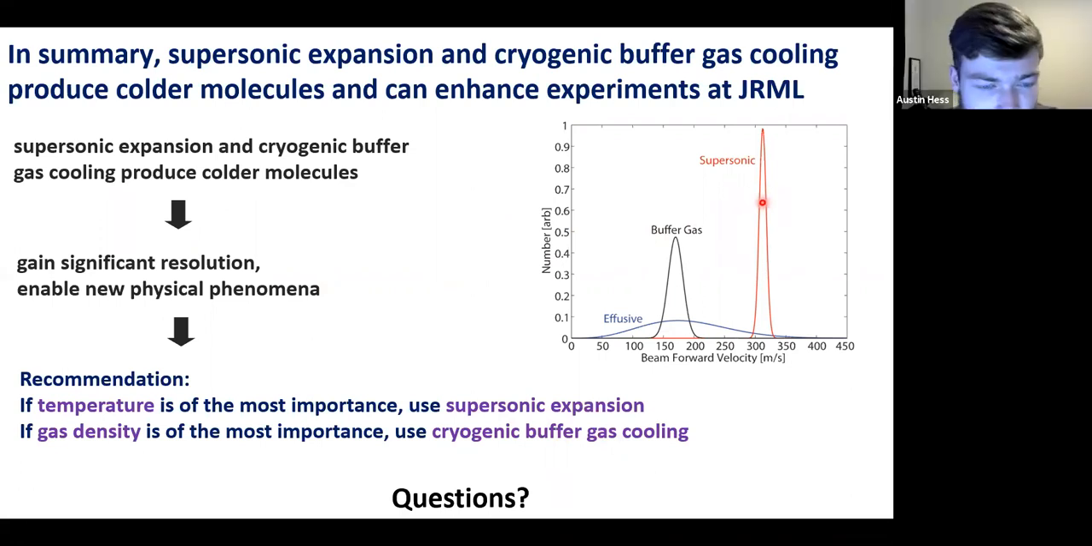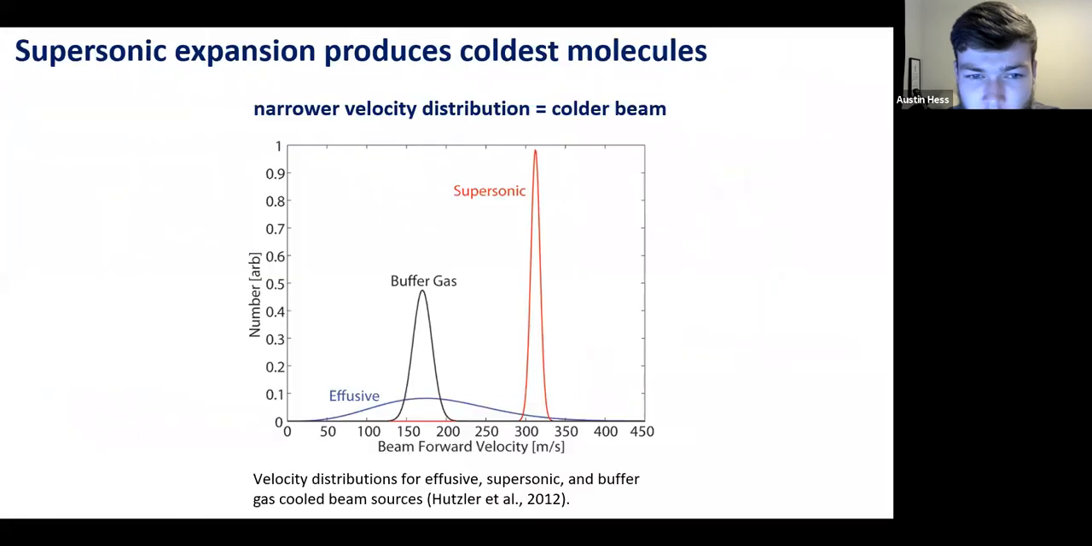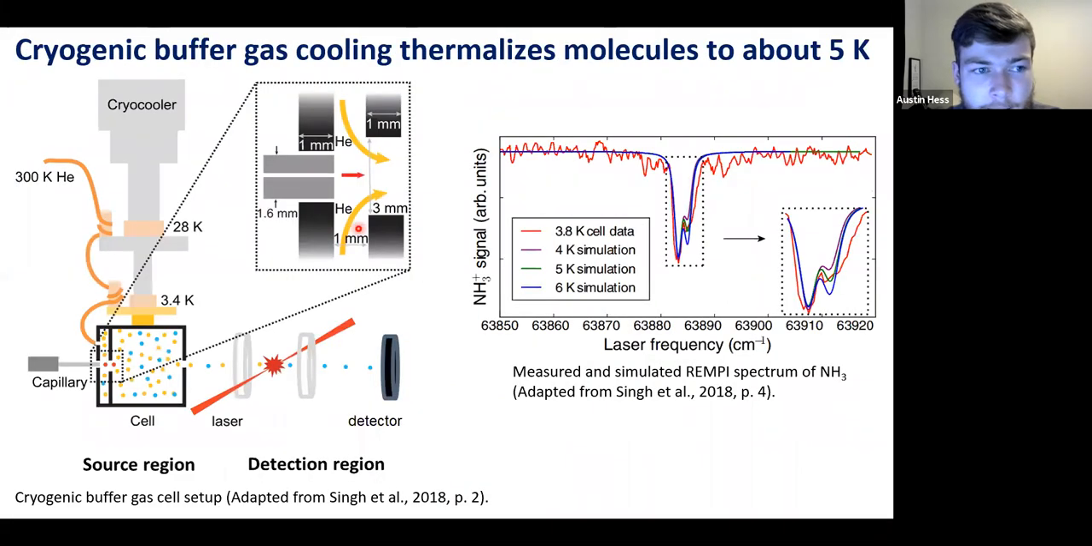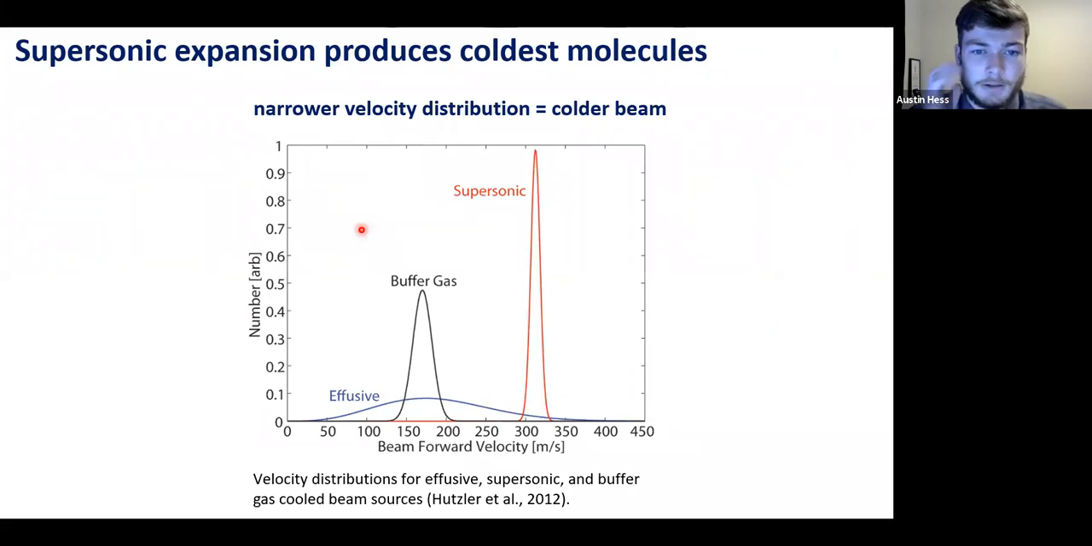Can you go back to the cryogenic buffer one? Is that what this graph is right here? This one. Oh no, the next slide. Sorry, this one. Can you explain to me the difference between the supersonic and effusive again?